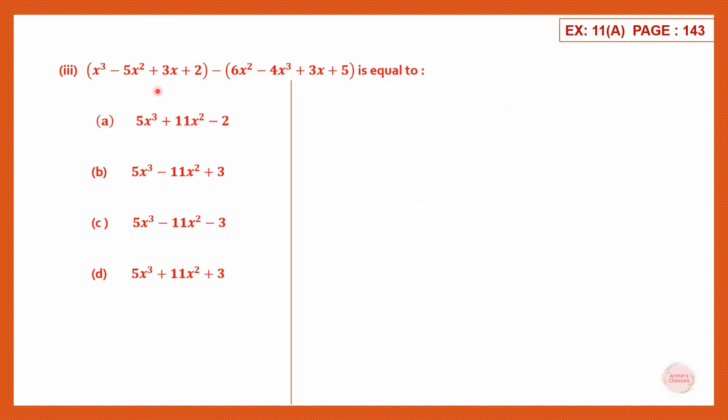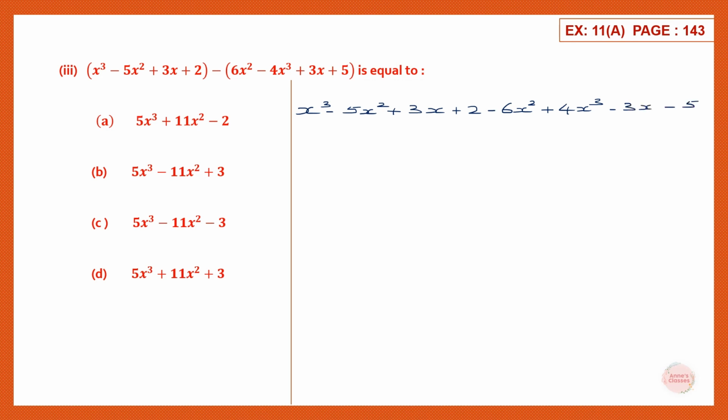Question 3. So here we have a polynomial minus another polynomial. So we're going to remove the brackets and write. Remember, here there's a minus sign. That means the sign of all these terms inside will change. So let's begin by writing the first polynomial: x to the power of 3 minus 5x square plus 3x plus 2. Now we are going to write the second polynomial by changing the signs of all the terms inside. So minus 6x square plus 4x cube minus 3x minus 5.